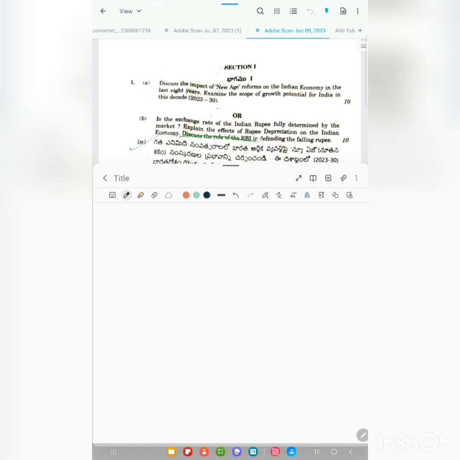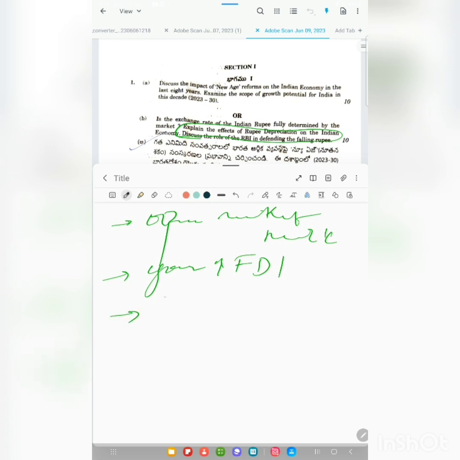What about the third part of the question? It says discuss the role of RBI in defending the falling rupee. You have the same things. So you can talk about open market operations. Second thing, you can increase FDIs. Third, you have to attract demand. You have to create demand for Indian rupees, right? So exports need to be increased.